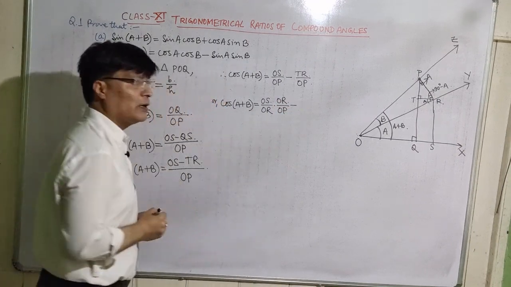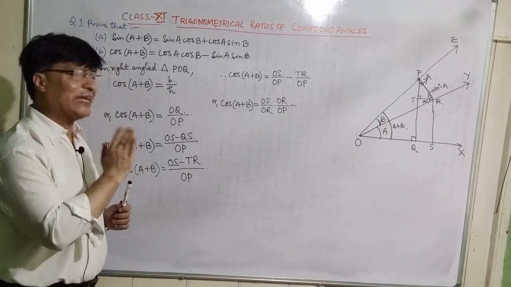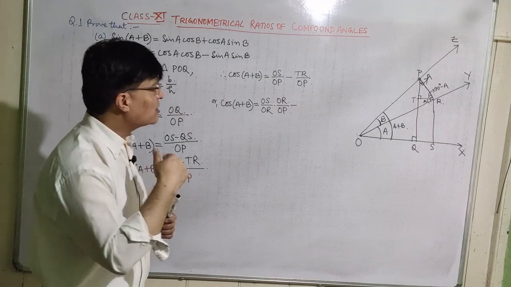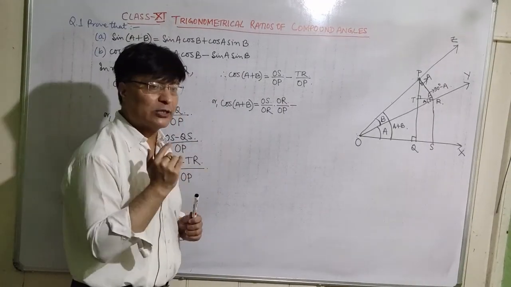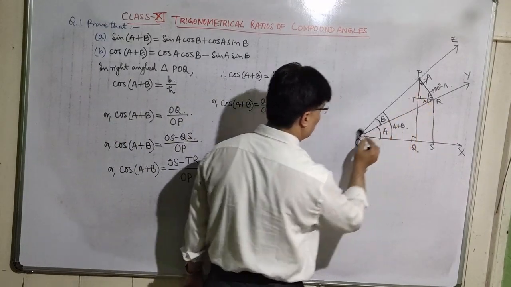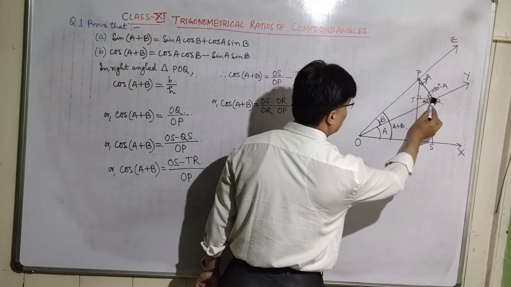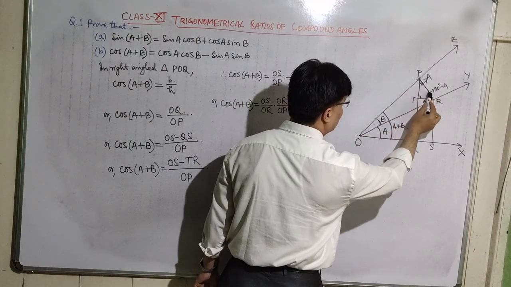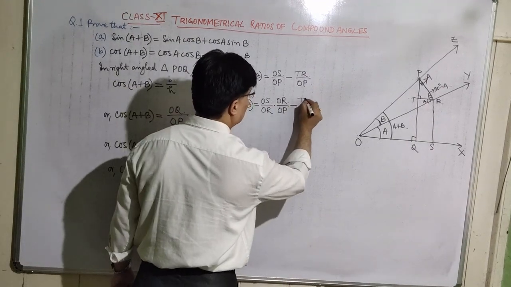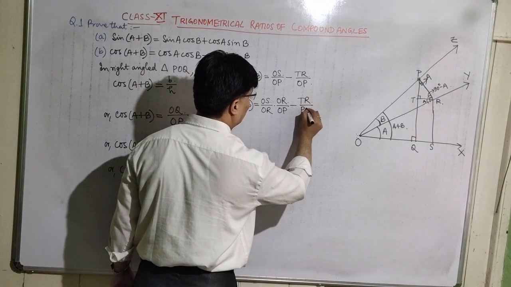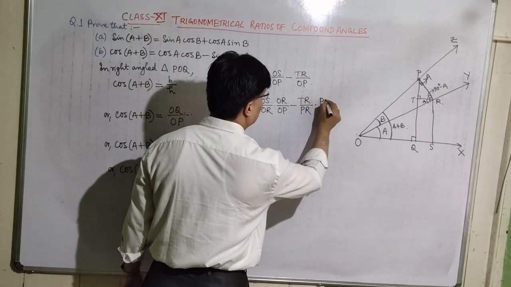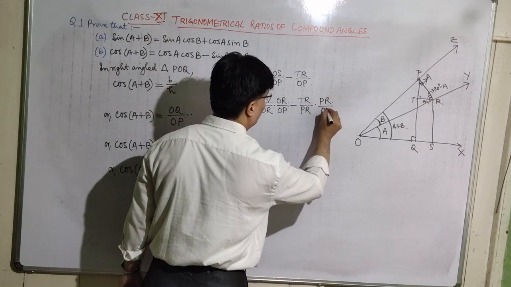Then minus sign. Again, which is the common line of intersection for TR and OP? That means which straight line is intersecting both TR as well as OP? This is TR and this is OP, right? Both are intersecting straight line PR. Is that clear? So here you can write, this is TR upon PR, because here also a right angle triangle is formed. So PR into PR upon OP.